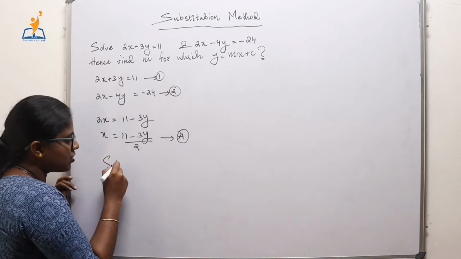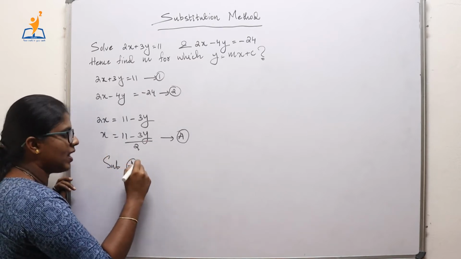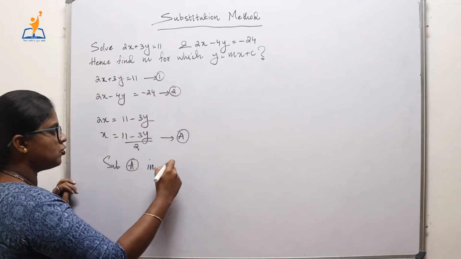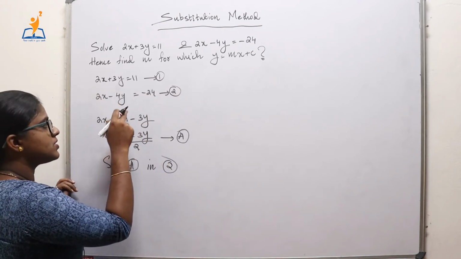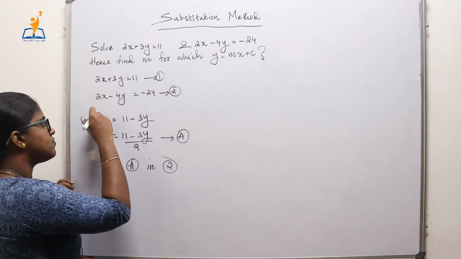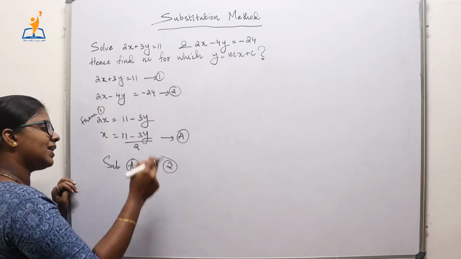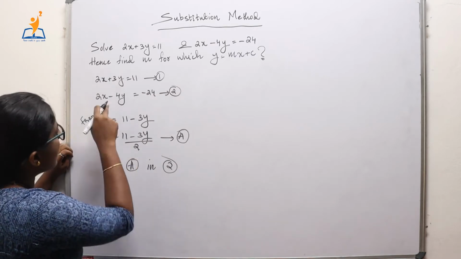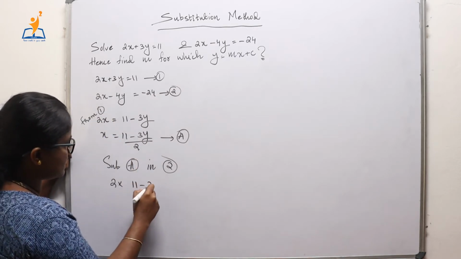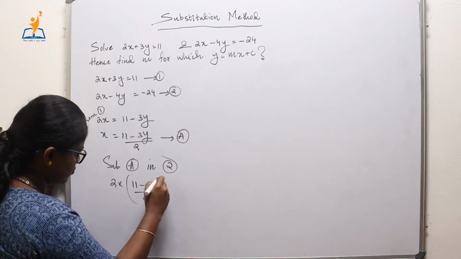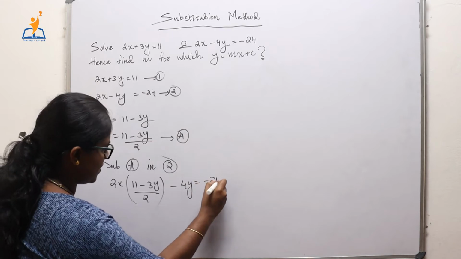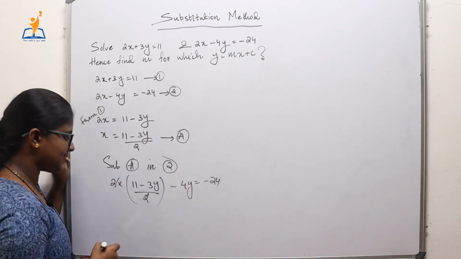Now what we are going to do is substitute this x value, that is equation number A, in our equation number 2, because here we started with equation number 1 only. So we have to substitute the x value in equation number 2. Now 2 into x is nothing but (11 minus 3y) whole divided by 2, minus 4y equals minus 24. Now 2 and 2 get cancelled.